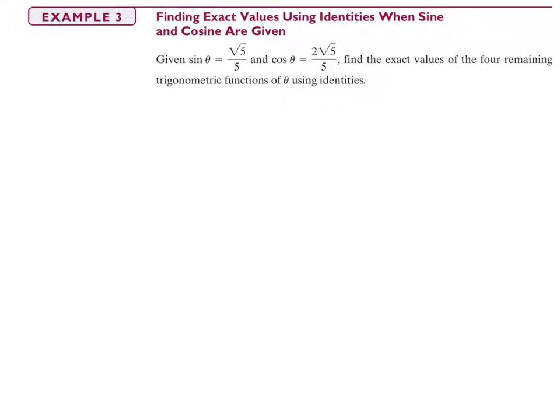Now let's do some problems where we work with those identities. Here's an example. Given sine is equal to square root of 5 over 5, cosine is equal to 2 square roots of 5 over 5. Find the values of the 4 remaining trig functions using identities. So we can start with tangent. It's equal to sine over cosine.